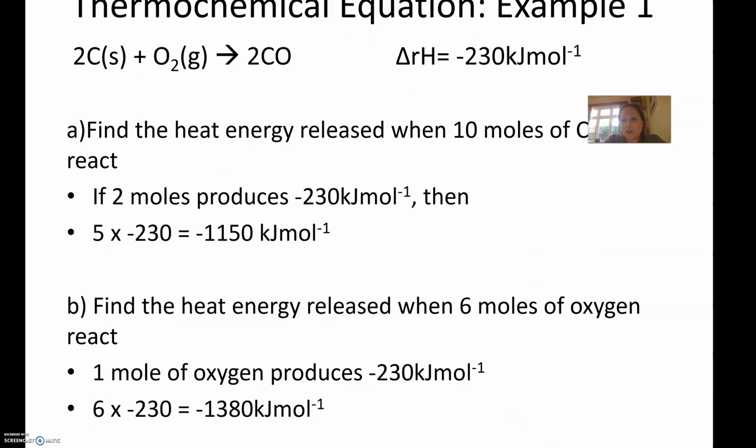During this lesson, we're going to go through a bunch of thermochemical equation examples, and I'm going to show you how to do them. They take a bit of practice, and we're spending all of next lesson on this as well. So here's the first equation.